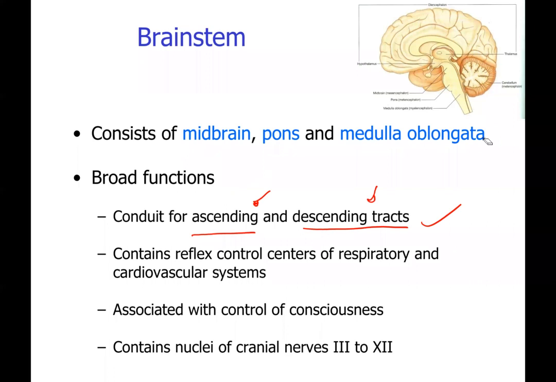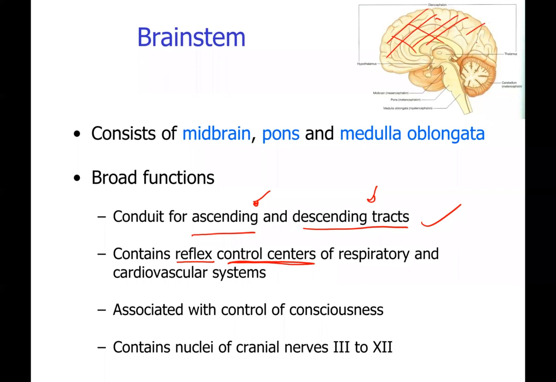Then it contains reflex control centers, or you can just call them control centers of your respiratory functions and cardiovascular functions. So your respiratory and cardiovascular centers are in the brain stem. So if you damage brain stem for some reason, actually you can affect these respiratory and cardiovascular centers and you can die of it.